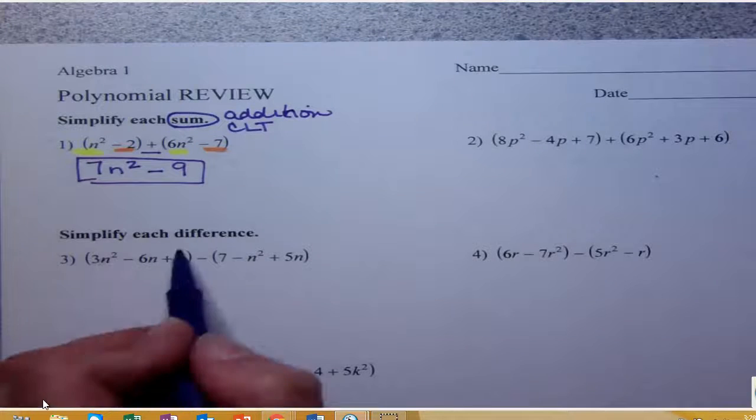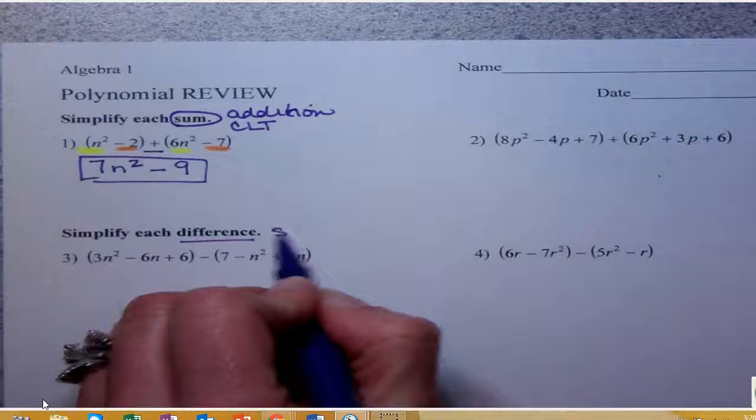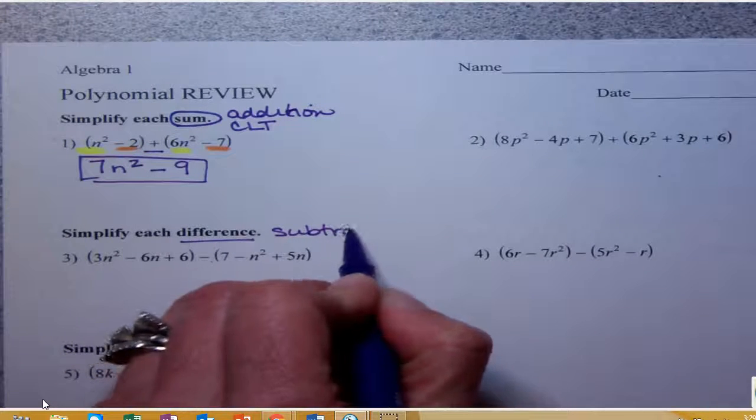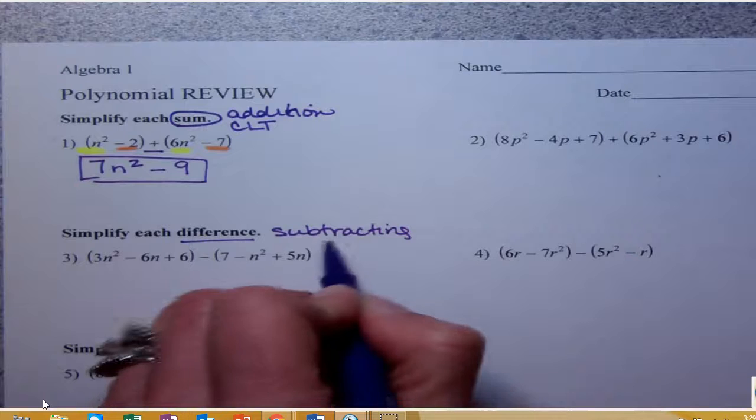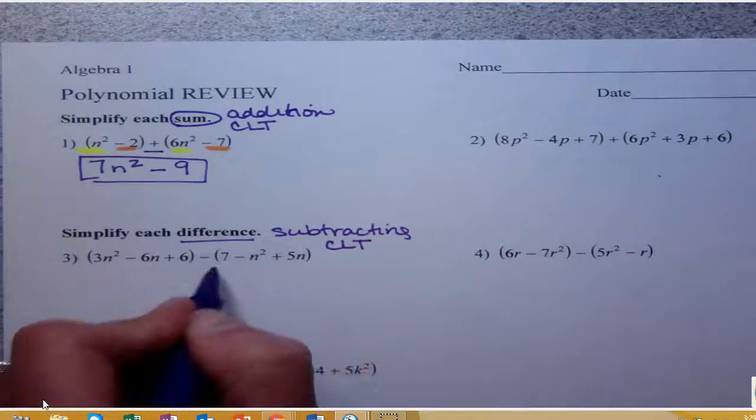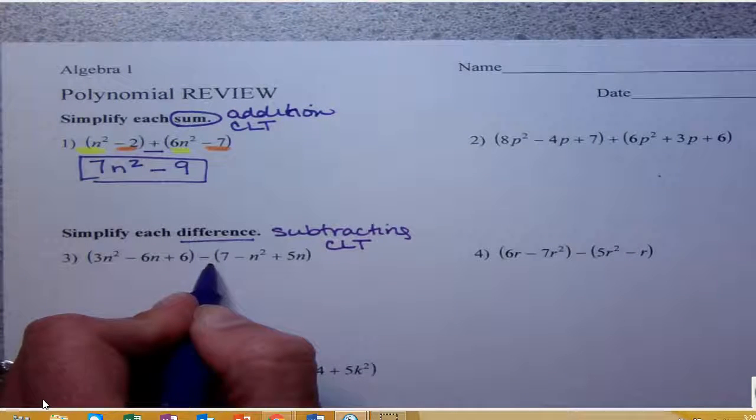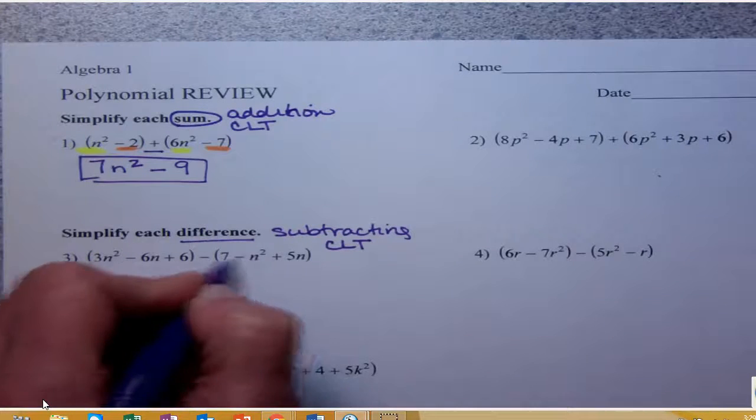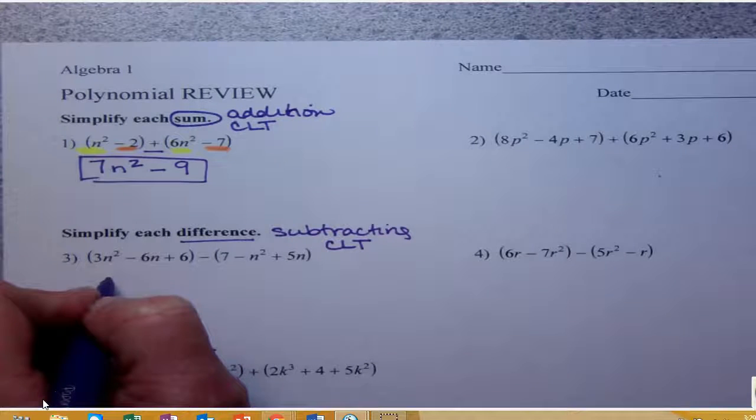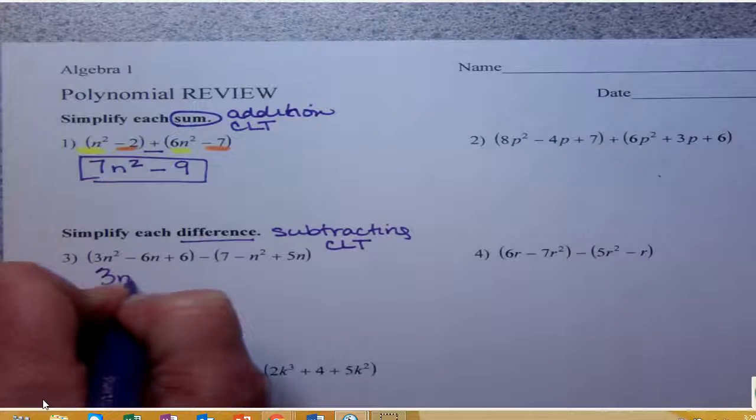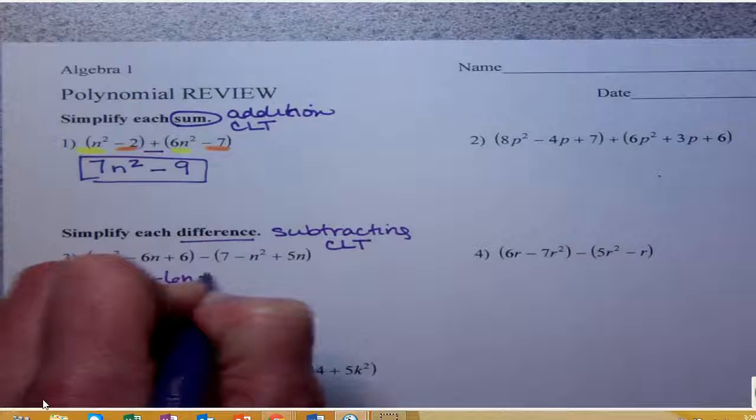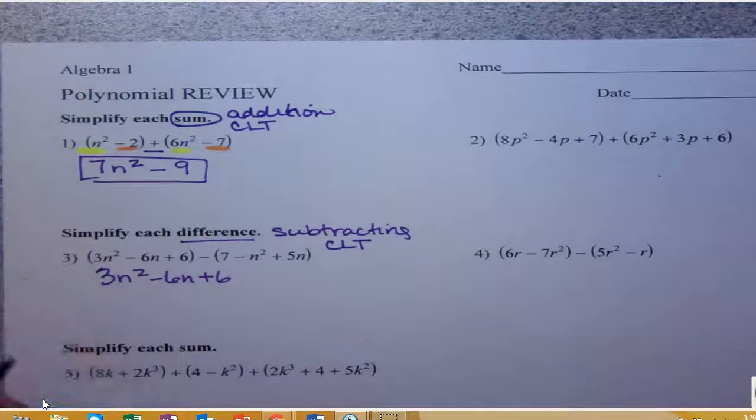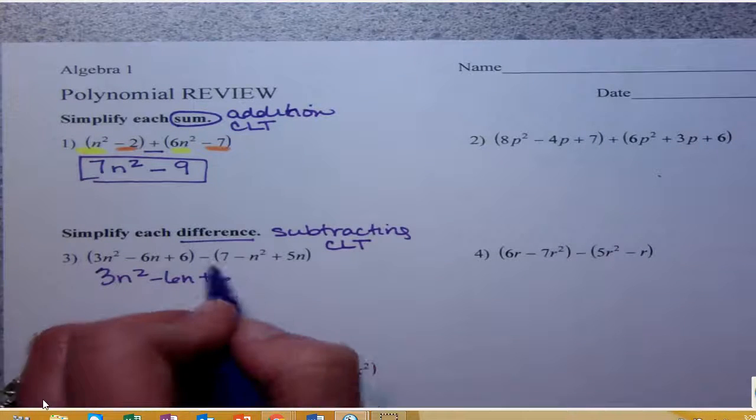Problem number 3, again, now I'm looking for the difference, so I'm subtracting. I'm still combining like terms. The difference is I need to distribute this negative. So I'm going to rewrite the whole sentence because I find that's easier than trying to change the signs within the problem. So 3n squared minus 6n plus 6. Nothing in this first one changes because the negative sign is after that polynomial.